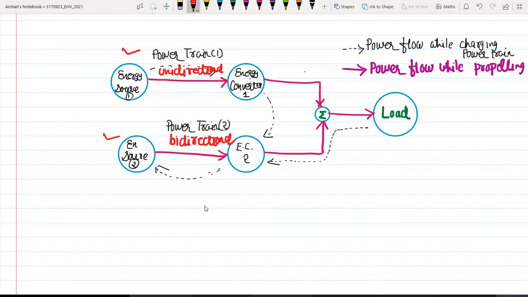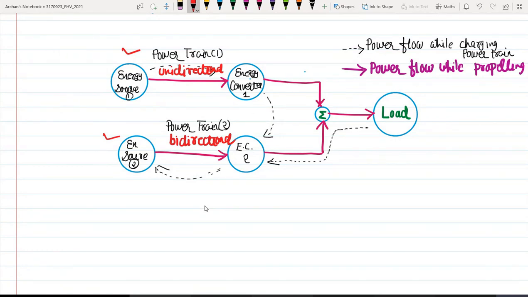What was the third pattern? Both powertrain 1 and 2 will deliver power to the load at the same time. So this pattern is the hybrid traction mode and it may be used when a large amount of power is needed, such as during sharp acceleration or steep hill climbing. In that case, we may take the power from both the powertrains, right?